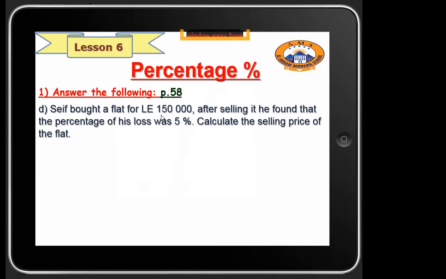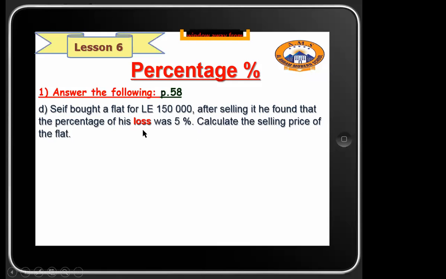Safe bought a flat for 150,000 LE. After selling it, he found that the percentage of his loss was 5%. Calculate the selling price of the flat. Very good. So in this exercise, what is the key word? Is it profit or loss? Loss. Very good. My key word here is loss. And loss means that I'm going to add the percentage or subtract the percentage? Subtract. Very good.